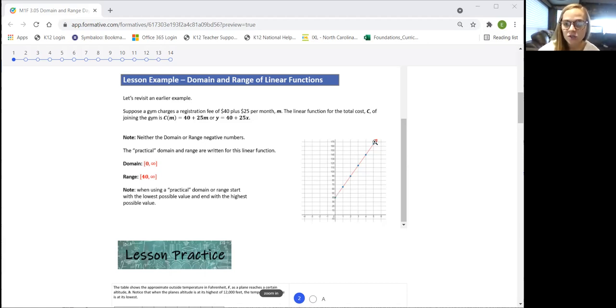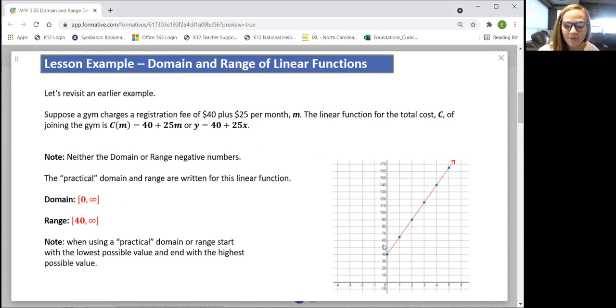And then if I go to the right side of the graph, I see an arrow. Anytime you see an arrow, there should be some sort of infinity. If I drag that down to the x-axis, that arrow is pointing in the positive direction. So it would be positive infinity. Then for the y values, the lowest y value is 40 because that's actually your y value. And then again, that arrow means some sort of infinity. If I drag that over to the y-axis, that's going to positive infinity.